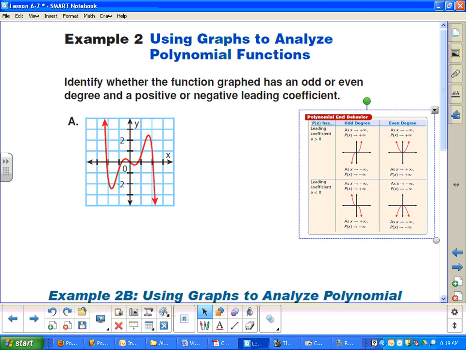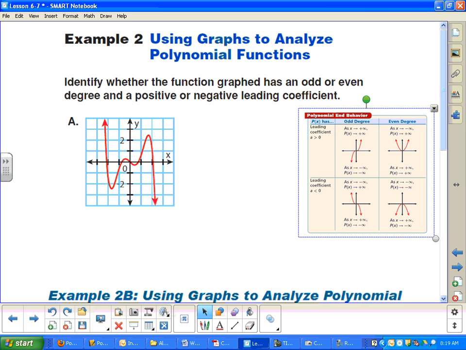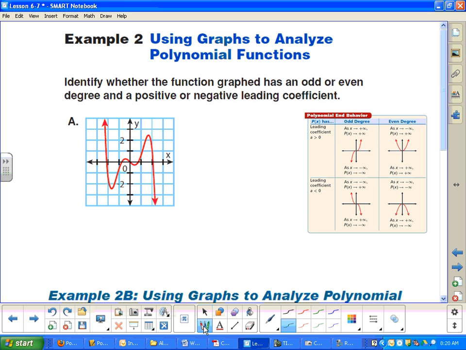Okay. So which one is this closest to? Negative odd. All right. Everybody agree with that? Okay. It starts at positive infinity. It starts in the upper left and goes to the lower right. Okay. So in this case, we have one that is similar to this one here. So it's like this one.